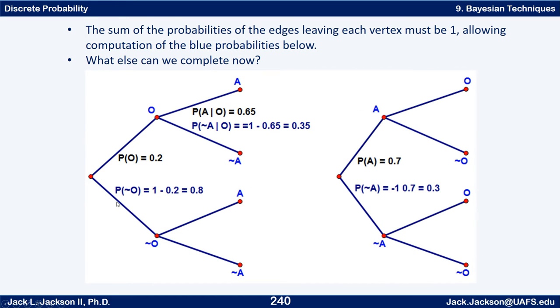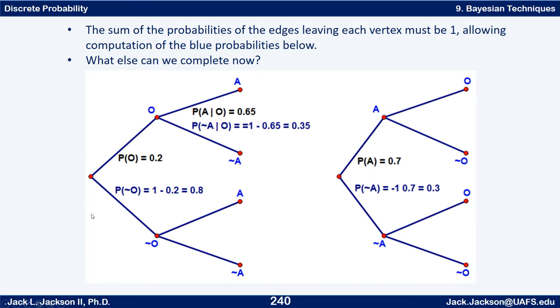Well, did you use it to figure out this edge right here? If the probability of O is 0.2, these two add up to 1. There's only two of them, so this must be 1 minus that one. So 1 minus 0.2 is 0.8 for that one. Similarly, these two add up to 1 coming out of O here, and this one is 0.65. The other one has to be 1 minus 0.65, so it's 0.35. And likewise, if we know the probability of A is 0.7, we know the probability of not A is 1 minus 0.7, which is 0.3.